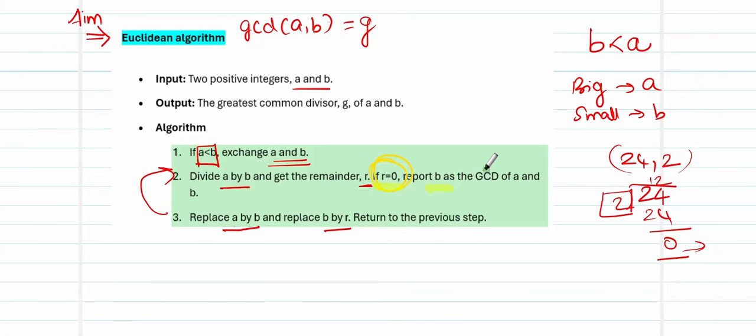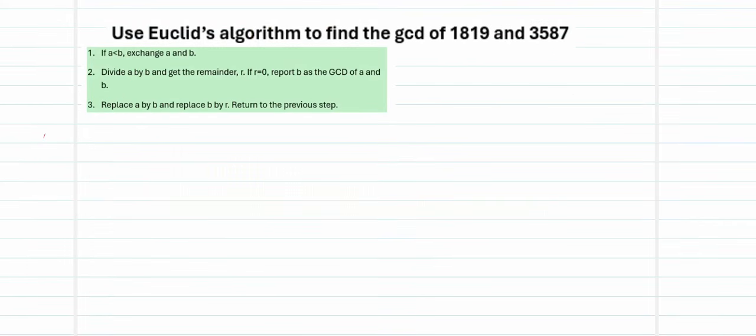Can we now move to applying this algorithm to a problem? Yes, let's get started. Use Euclid's algorithm to find the GCD of the numbers 1819 and 3587. So I see that this is my A and this is my B. My A is smaller than B, but I need to always make sure that A has to be big.